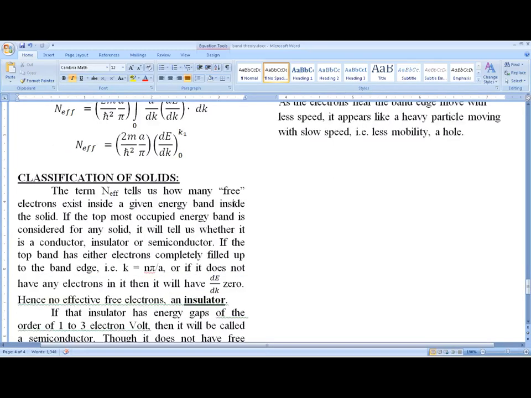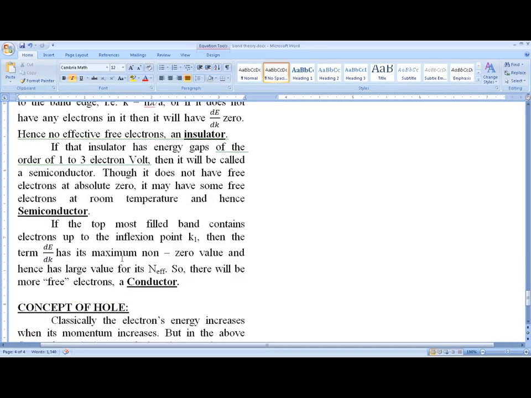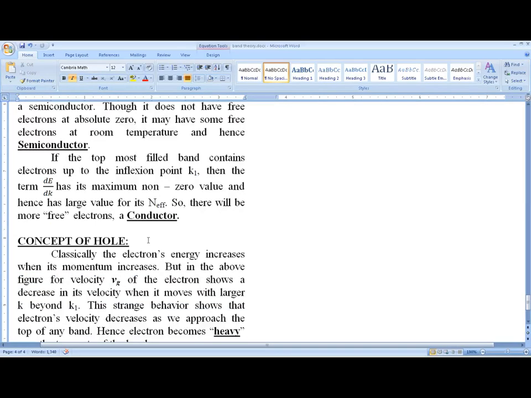So finally, the same explanation is given over here. If the gap between the neighboring bands of an insulator is of the order of 1 electron volt, you call that insulator a semiconductor. Basically, semiconductor is a kind of insulator. It is a special case of insulator only. So this is regarding the conductor, semiconductor, and insulator. And the last topic of this article is the concept of hole.